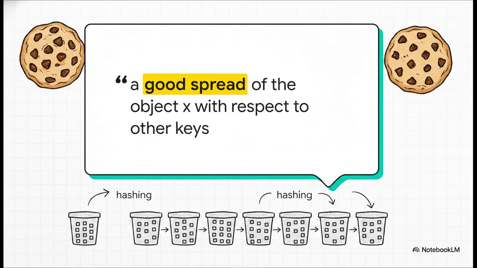I like to think of it kind of like baking chocolate chip cookies. You absolutely do not want all the chocolate chips clumped together in one single bite while the rest of the cookie is just plain dough. You want a perfect even spread. Same thing in hashing. We want an even spread of data across the computer's memory to avoid clumps that would just completely bog down our systems.